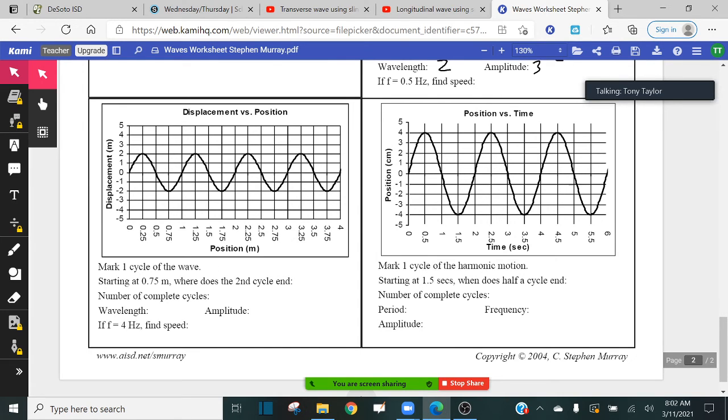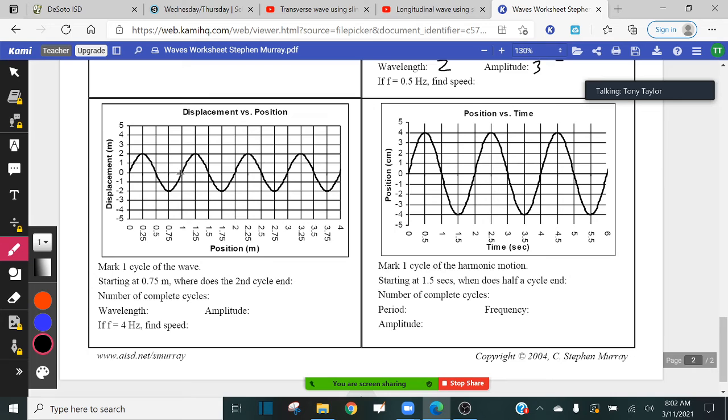Right here, and again, I'm just going to do a few of these, just enough so you guys get the point. Where it says, how many complete cycles do we have here? It should be obvious: that's a cycle 1, cycle 2, cycle 3, cycle 4. So we have 4 complete cycles. What is the wavelength? The length of one of these cycles is just 1 meter. What is the amplitude? The height as measured from the midpoint, so here it would be 2 meters.